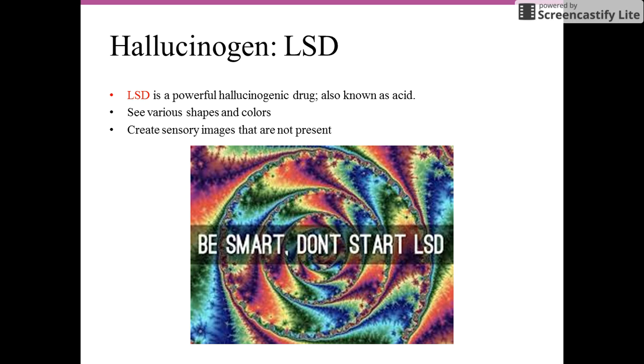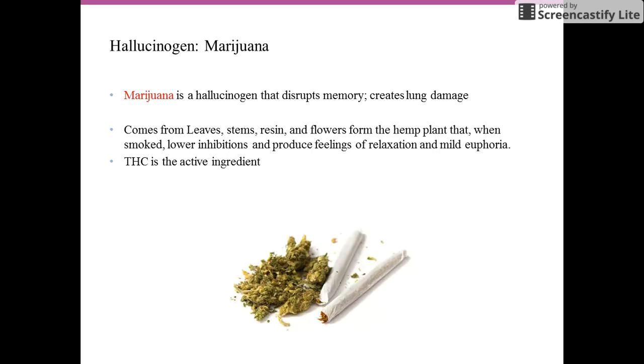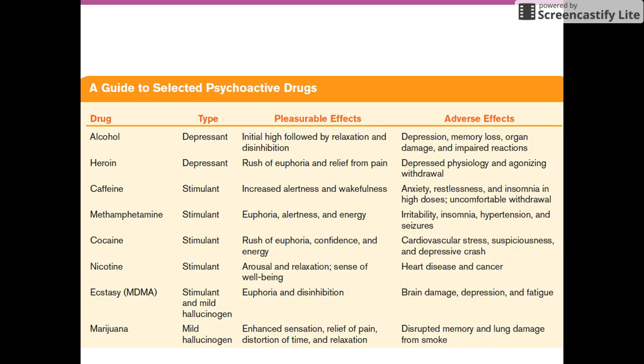Hallucinogens. What are hallucinogens? You see things and hear things that aren't there. LSD is a powerful hallucinogen, also known as acid. It causes you to see various shapes and colors. It creates sensory images that are not present. Marijuana is also a hallucinogen that disrupts your memory and creates lung damage. It comes from leaves, stems, resin, flowers, and a form of hemp, and when smoked, it lowers your inhibitions and produces feelings of relaxation and mild euphoria, but it does slow your system down. THC is the active ingredient.